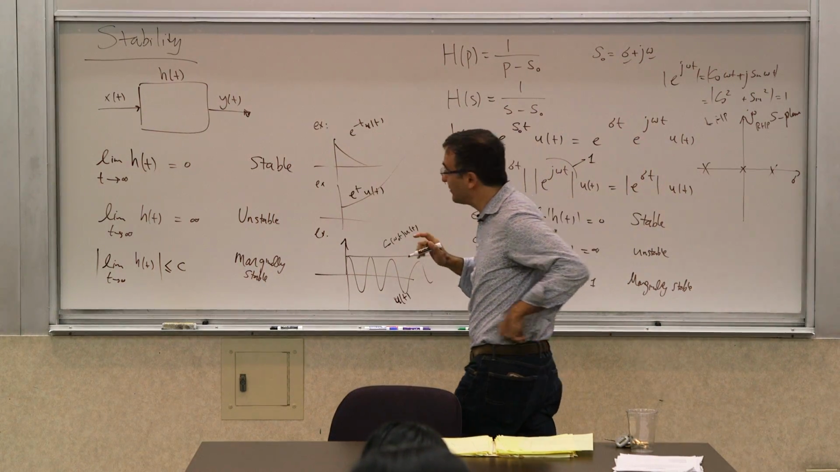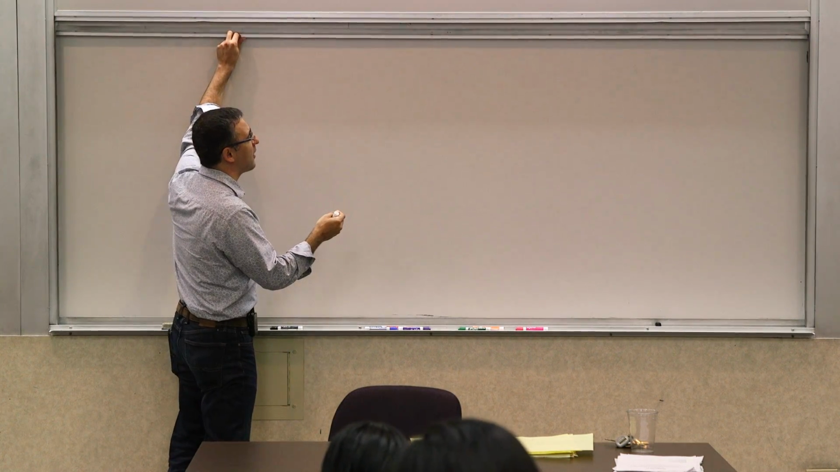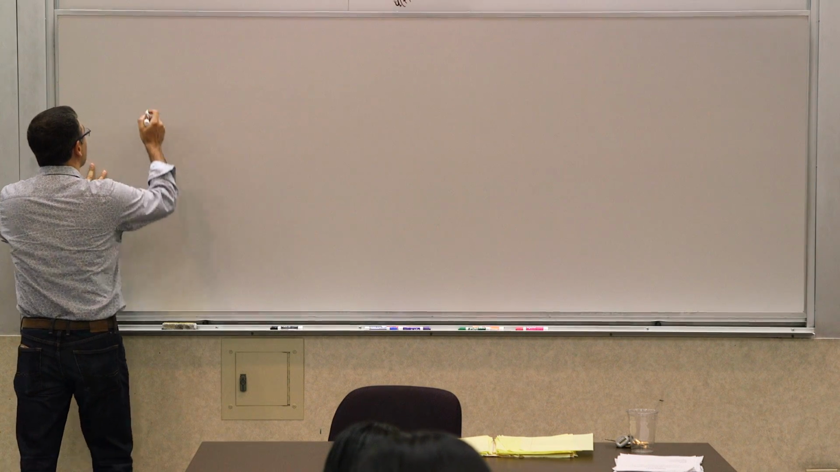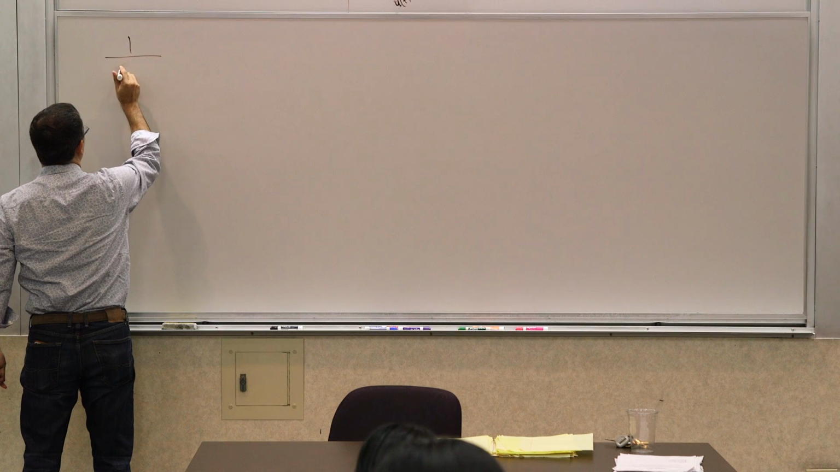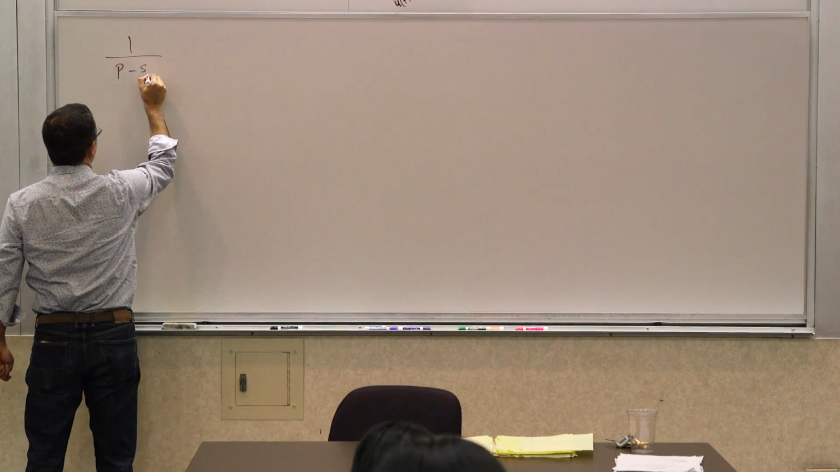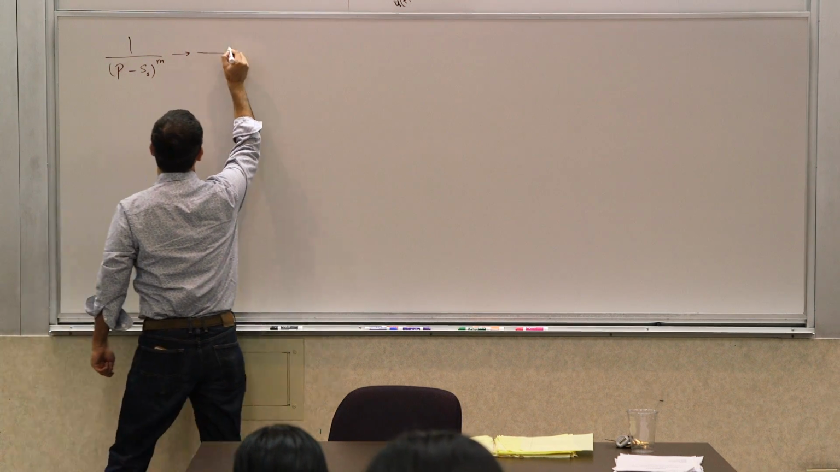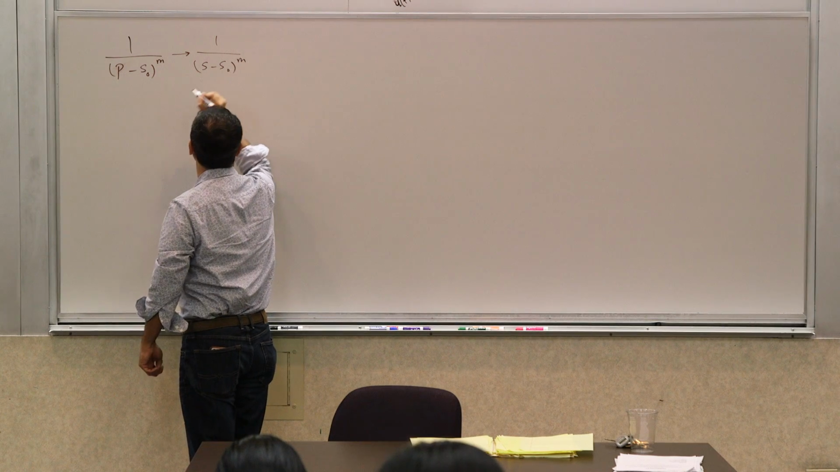So let's look at this a little bit more generally. What we did so far was for a single pole. What if you have multiple poles? So what if you have in general a system whose operator is 1 over p minus s0 to the m, which corresponds to a system function of 1 over s minus s0 to the power of m.